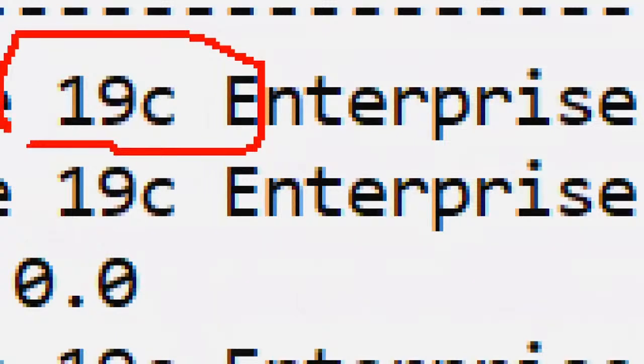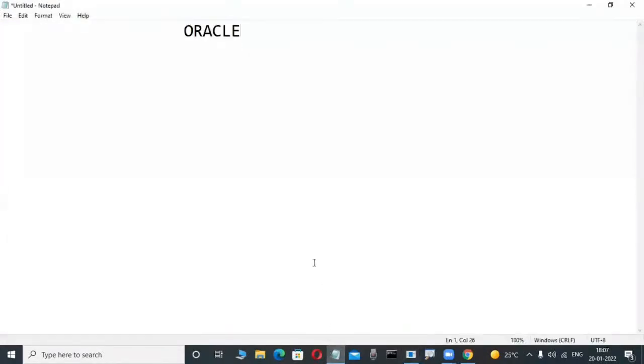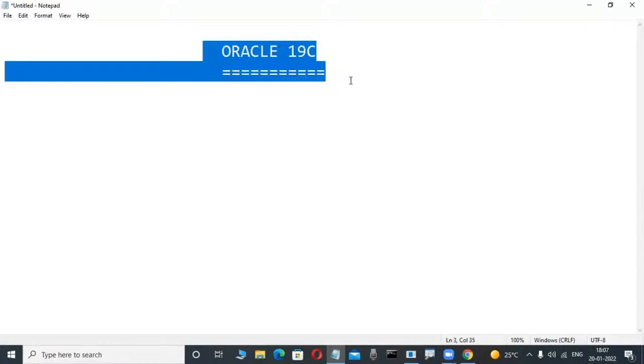C means cloud technology, cloud computing. In olden days, grid computing was there. Now cloud. What is cloud and all these things, we understand. Now this is Oracle 19c. 19c means cloud technology. Observe it here. This is the latest version we are learning in our class.